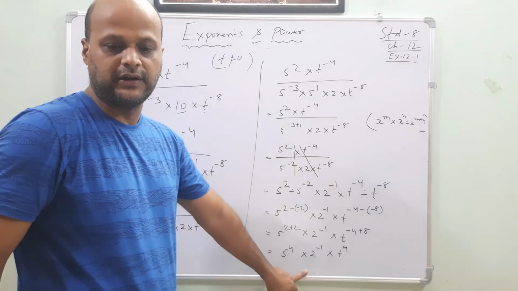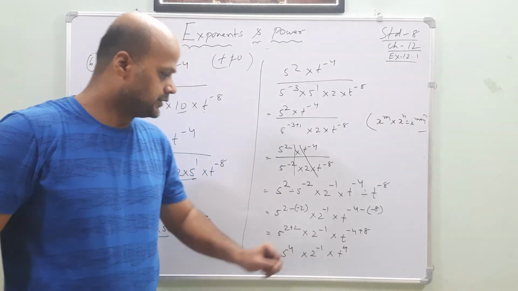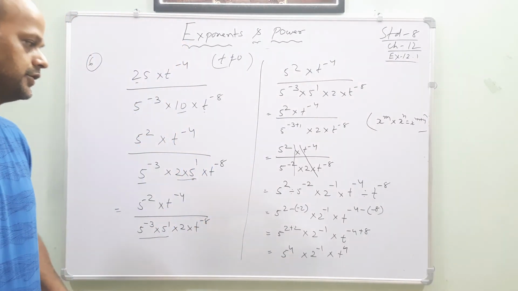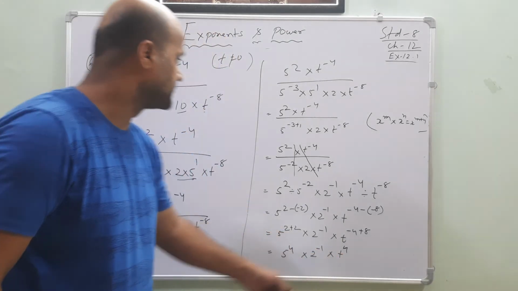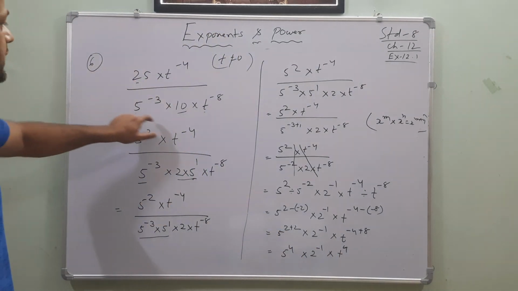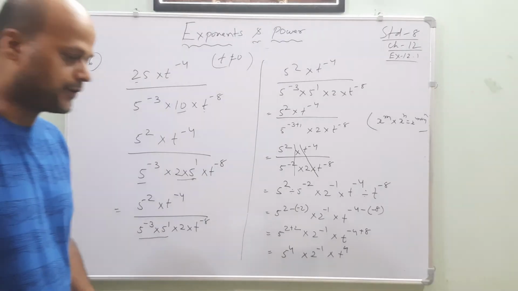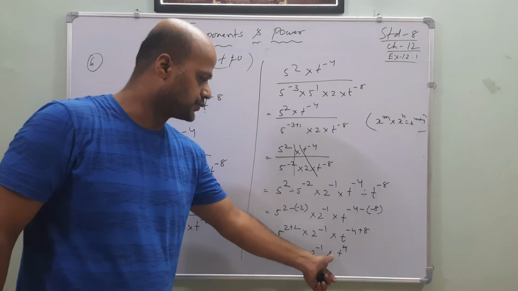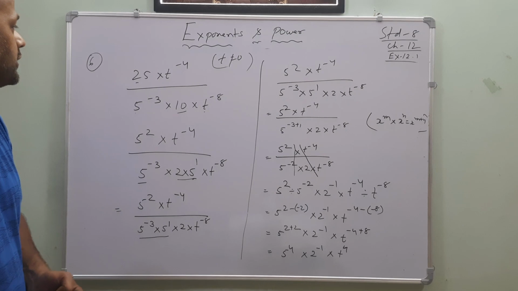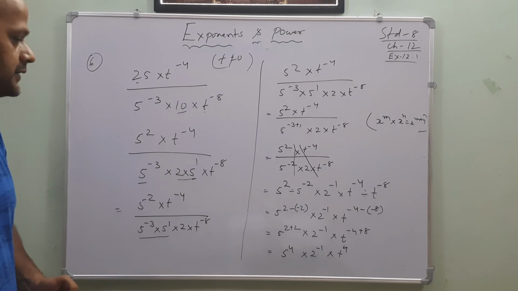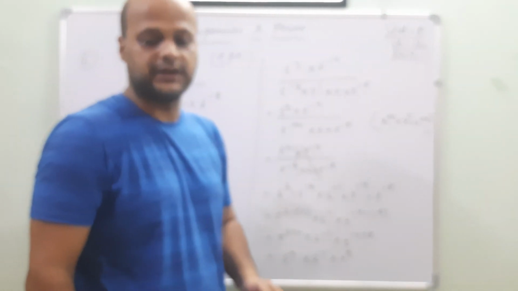You have to find the value in this manner. Understood? Understood my dear friends? So this is the answer we get by solving this equation: 5 power of 4 into 2 to the power of minus 1 into t to the power 4. Understood? So my dear friends, this is the question we have discussed here.